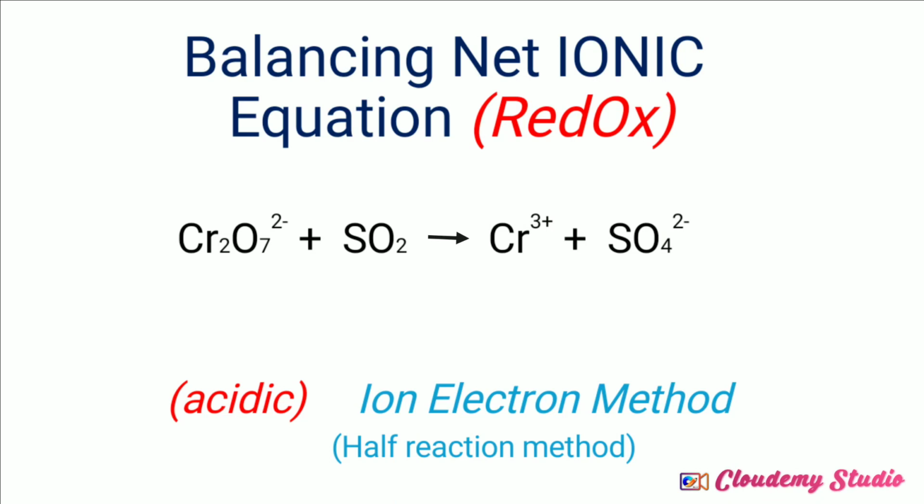Hello friends, let's balance one more net ionic equation. This equation is for the redox reaction of dichromate ion with sulfur dioxide to form chromium ion and sulfate ion. This reaction takes place in acidic medium. We can balance this equation by the ion-electron method.